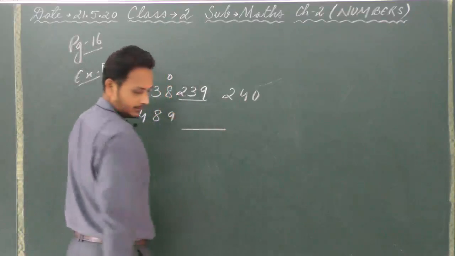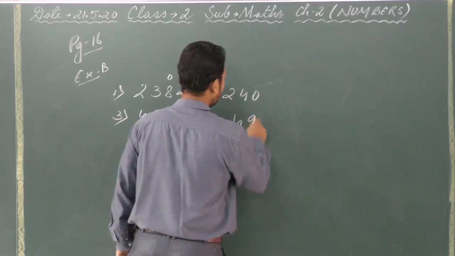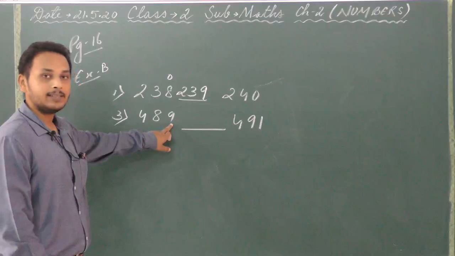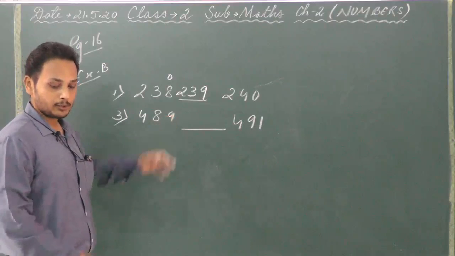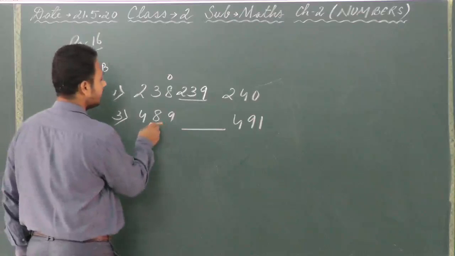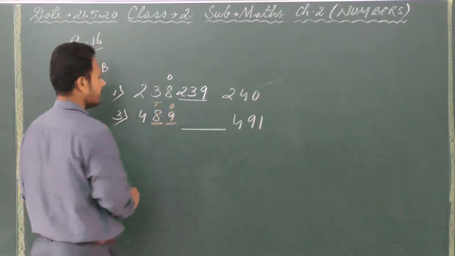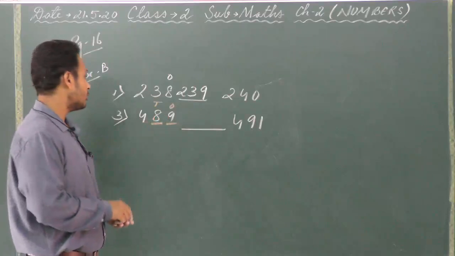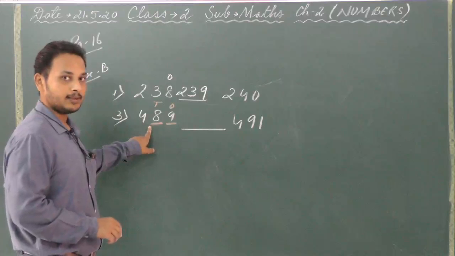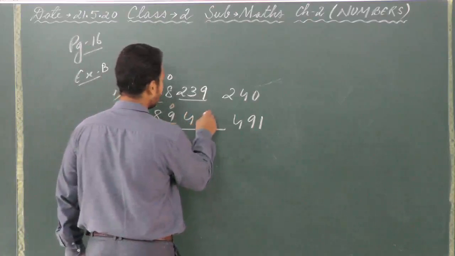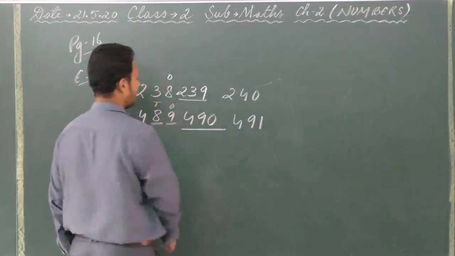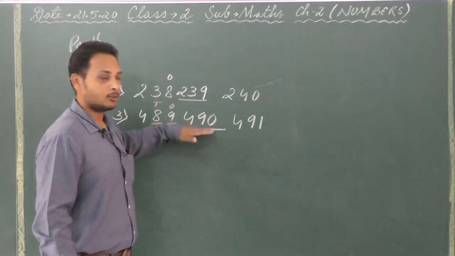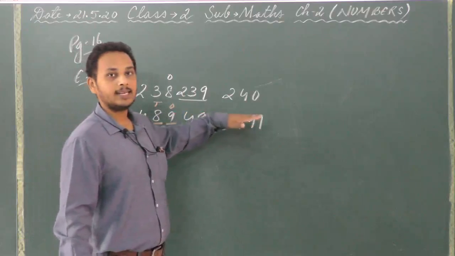In the same way, the number below that is 489, and then we have 491. Now in this case, what are you going to do? I told you earlier, whenever there is 9, you will also change the number in the tens place. Along with 9, the number in the tens place will also change. So we have 8 over here. That 8 will change into 9, and then we have 0. 489, after 89 what comes? 90. So 490 and then 491.